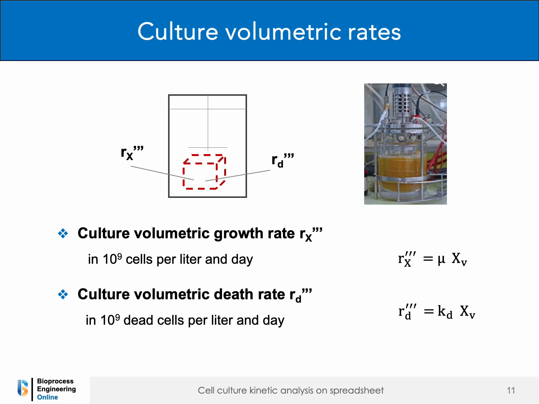The second type of rates are the volumetric culture rates. These rates express the intensity of the culture process within the bioreactor. For cell cultures, the volumetric rates are the volumetric rate of cell growth, Rx, measured in 10^9 cells per liter per day. This rate is the product of the specific growth rate mu and the concentration of living cells XV, and the volumetric rate of cell death Rd, measured in 10^9 dead cells per liter per day. This rate is the product of the specific death rate, Kd, and the concentration of living cells, XV.